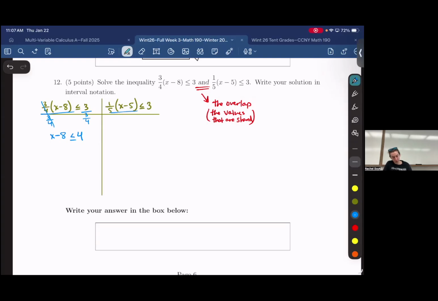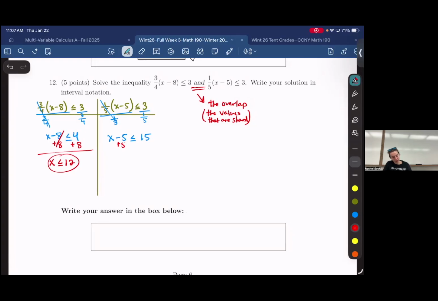Let's do a similar procedure on that other inequality, dividing both sides by 1/5 and utilizing keep change flip. So we get x minus 5 is less than or equal to 15. And then for that first inequality, I'm going to add 8 to both sides, so I get x is less than or equal to 12. And in that second inequality, I'm going to add 5 to both sides, so I get x is less than or equal to 20.